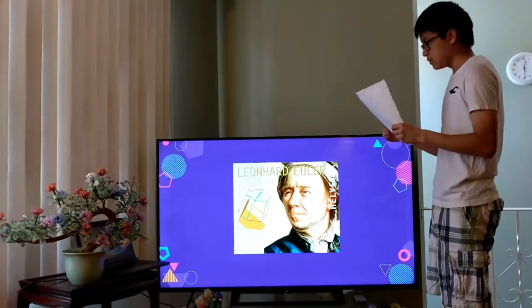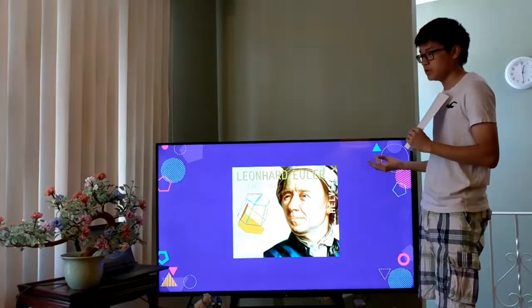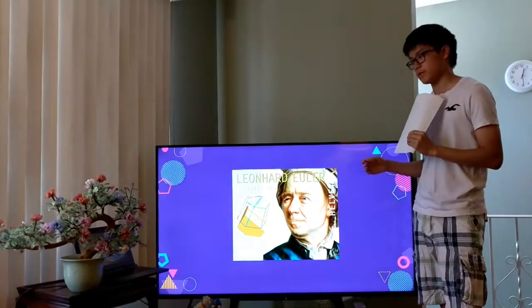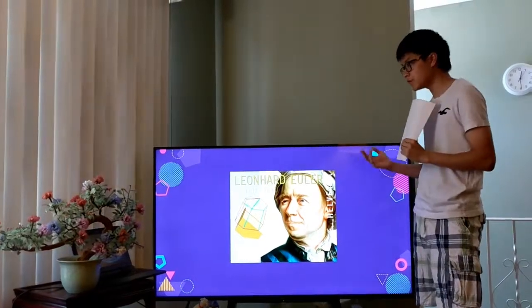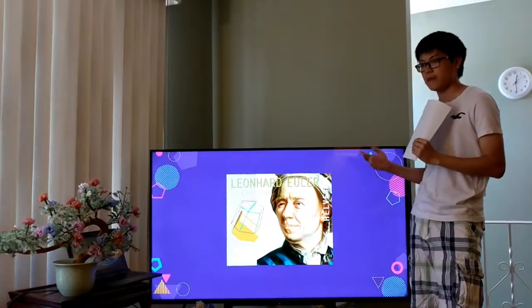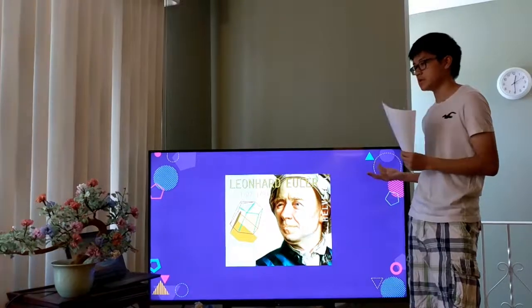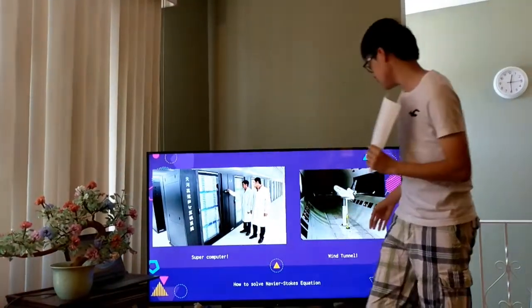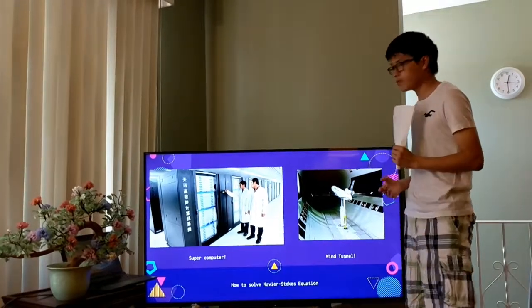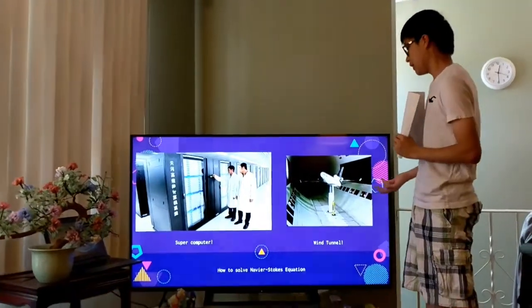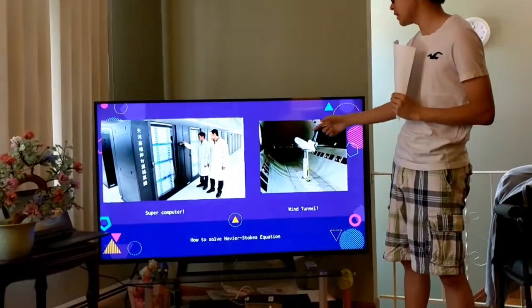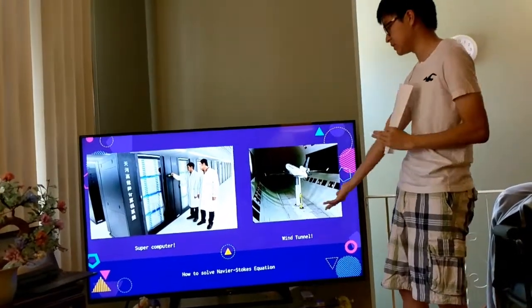Nonetheless, until recently, with the invention of supercomputers and wind tunnels, it was quite impossible for the Navier-Stokes equation to be solved. Instead, they modeled it. And perhaps this is a model. It's often in the shape of a wind tunnel. And as you can see, it's basically just a small airplane inside a wind tunnel, hence the name.